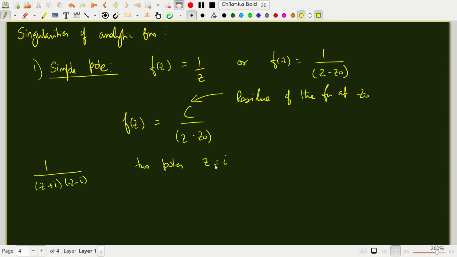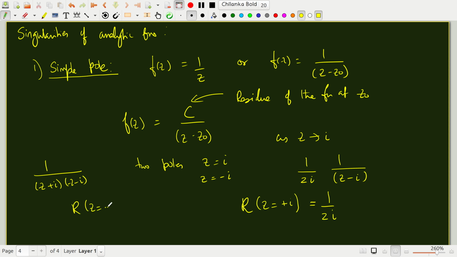One at z is equal to i, one at z is equal to minus i. Now as we approach z is equal to plus i, the first factor, as z approaches i, will become 1 over 2i. The second factor will diverge as 1 over z minus i. So the residue of the function at z is equal to plus i is whatever multiplies the pole 1 over z minus i, this is 1 over 2i. Similarly, the residue of the function at z is equal to minus i will be minus 1 over 2i, which you can verify yourself.